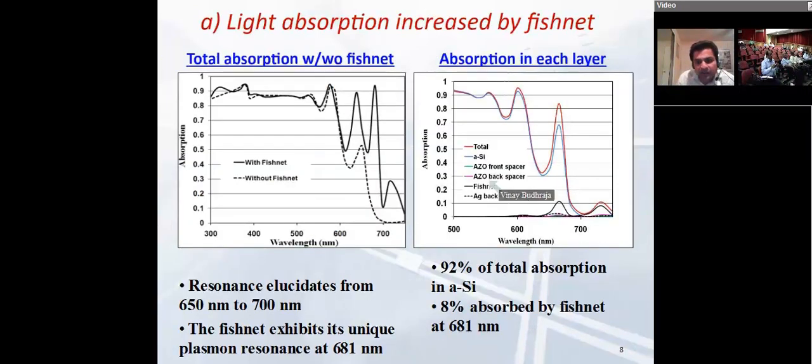That's why we show this figure, which says that the total is shown by the red curve, and in the amorphous silicon layer it is shown by this blue. So that says that it covers most of the total absorption, and in the rest of the layers it's very little. So 92% of the total absorption is in amorphous silicon, which is our main aim, and the rest is lost in other layers.